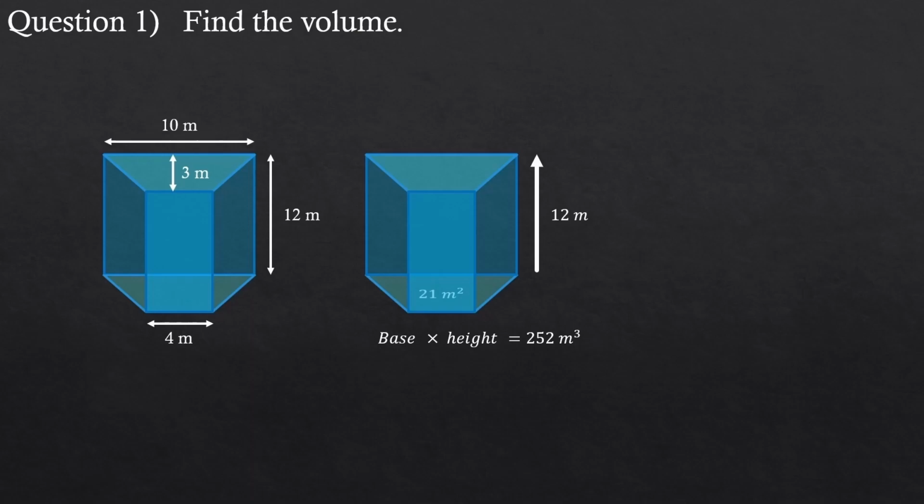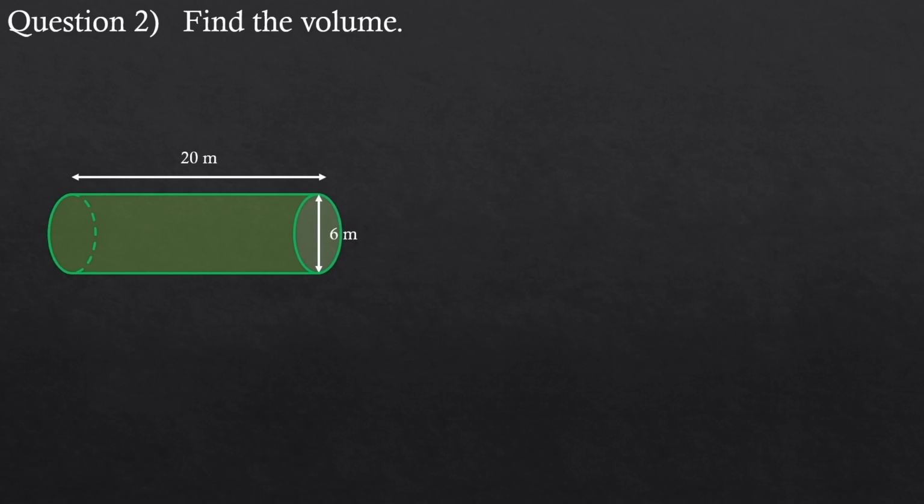And times 12, that gives 252 meters cubed. Good job if you got this right. Okay, next question. You may also pause this and find the volume of this pipe.